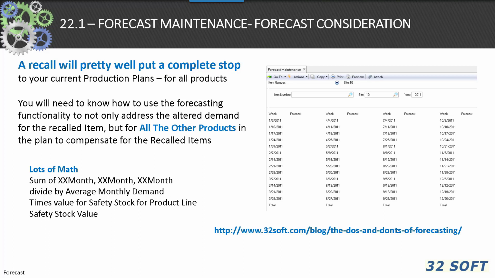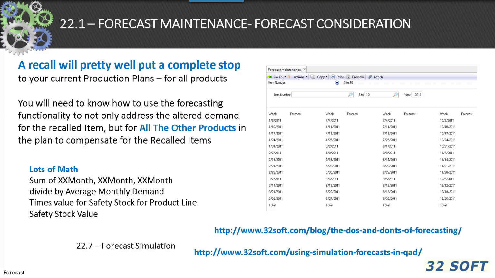Forecasting. A recall is pretty well going to stop your current production plan for all products. So you need to know how to use 22.1, 22.7 to recalculate what your forecast is based on the impact of the recall and what other products are going to be affected.